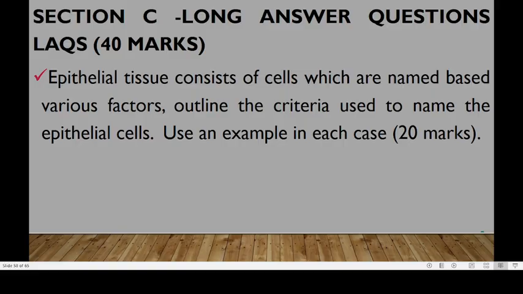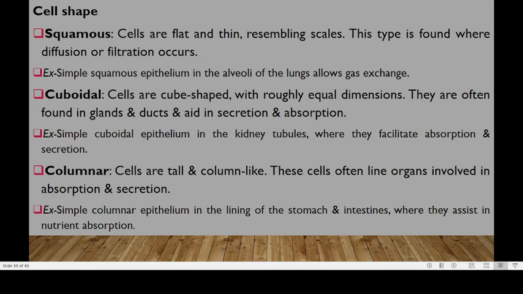So for the long answer questions, we had 2 questions. Number 1 is epithelial tissue consists of cells which are named based on various factors. Outline the criteria used to name epithelial cells. Use an example in each case. So we could talk of the classification based on cell shape, where you talk of the squamous, which are flat and thin, resembling scales. Talk of the cuboidal, which are cube-shaped cells with roughly equal dimensions, and they are often found in glands, ducts, and aid secretions and absorption.